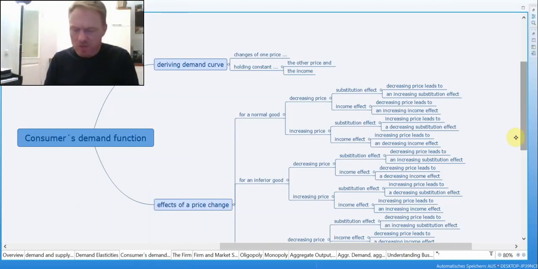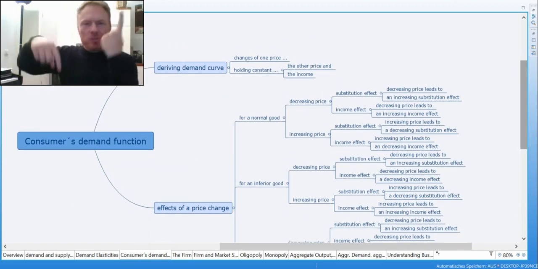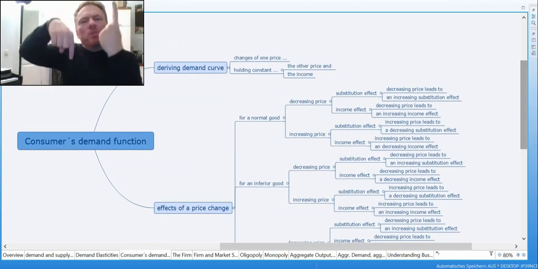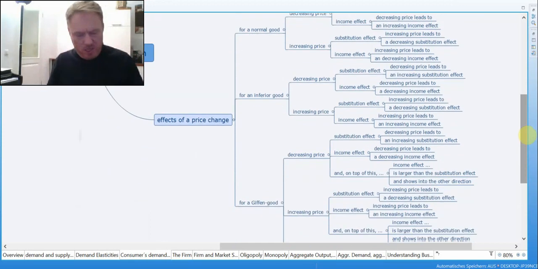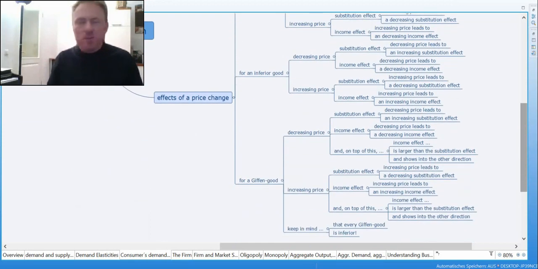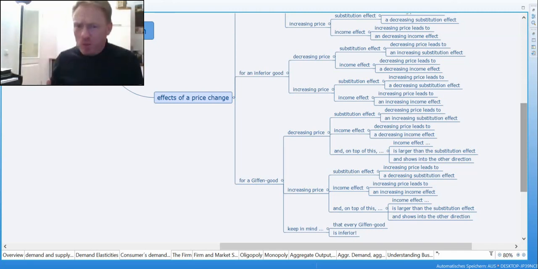Taking a look here at the mind map, for a normal good, it is this way. Price going up, quantity demanded goes down. But with a Giffen good, it's totally contradictory to this, meaning that the price goes up and so does the quantity demanded. Or if the price goes down, the quantity demanded goes down just as well, which is not normal at all. So this is not a normal good, this would be a Giffen good.